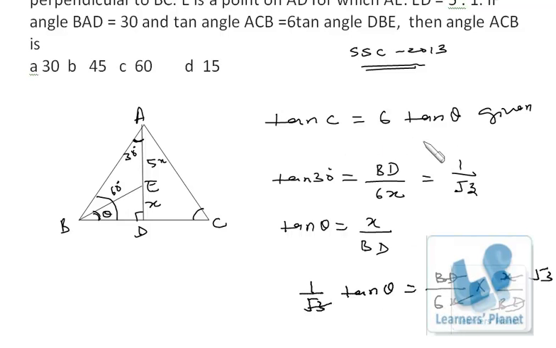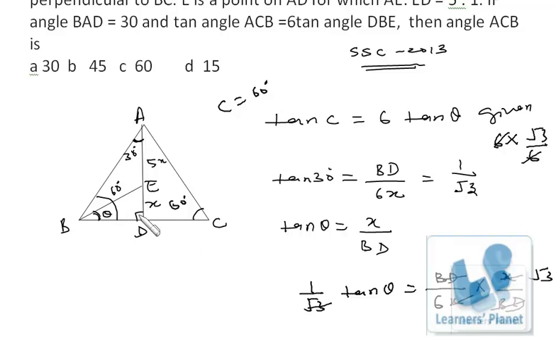If I put the value of tan theta over here, so I'll be getting 6 into root 3 by 6. That means tan C is equal to root 3. Now tan C is root 3, that means C must be 60 degree because tan 60 degree is root 3. So this angle that we have to find out, that is angle ACB, is nothing but 60 degree. Okay, so that's easy. I hope you are clear.